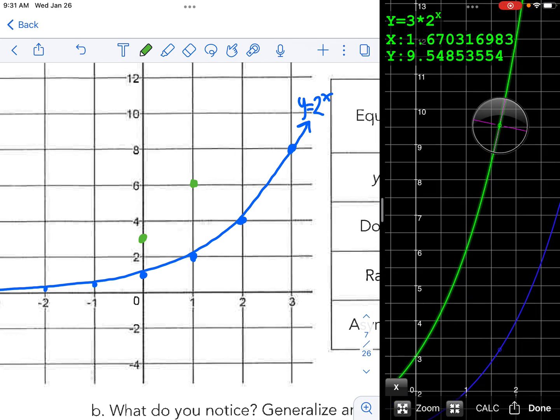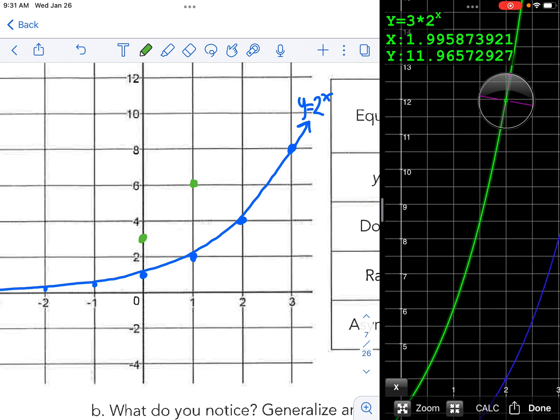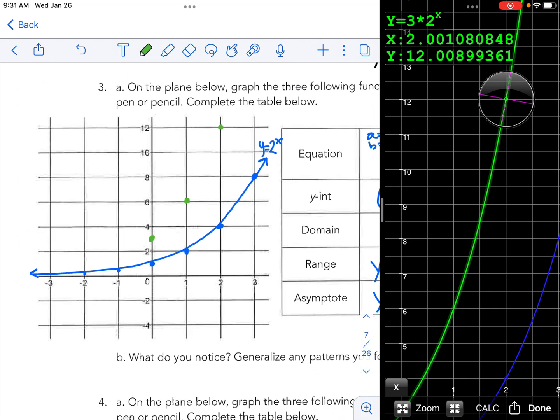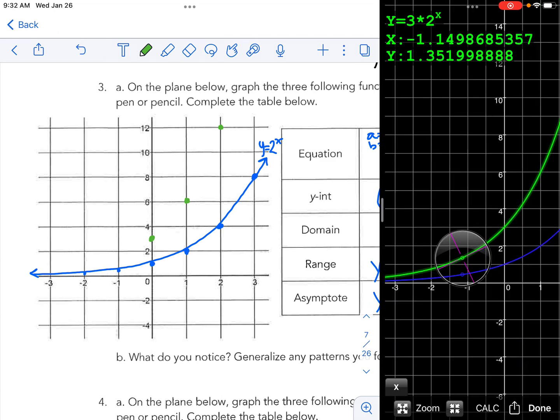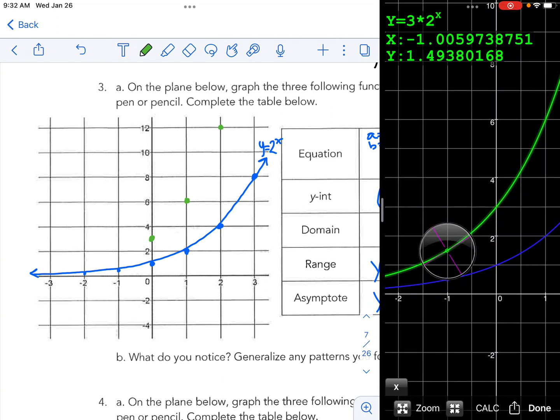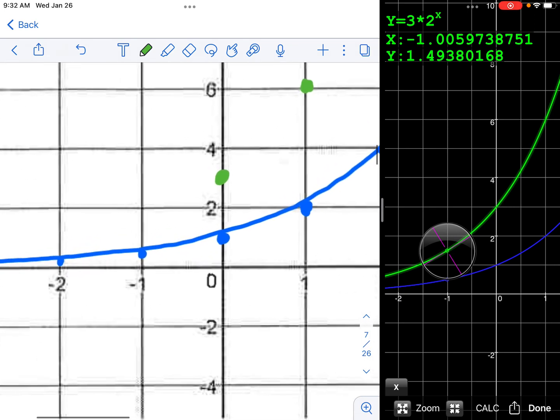And then when x equals 2, y equals 12. I can't get, there you go. So that is right, when x equals 2, y equals 12. That's right there. It's 3 times 2 squared. And then when x is equal to -1, y is equal to 1.5, because -1 means 2 to the -1 power, which is a half. So we're at 1.5. And then if we go out here, we're at 0.75. So we're about right there.